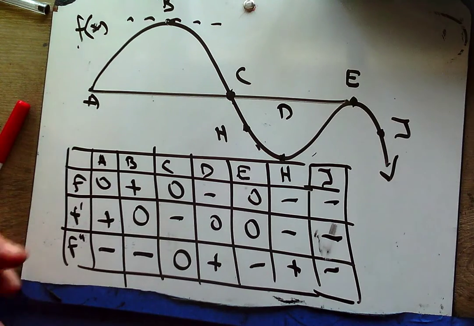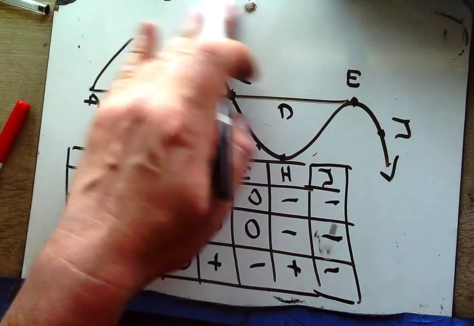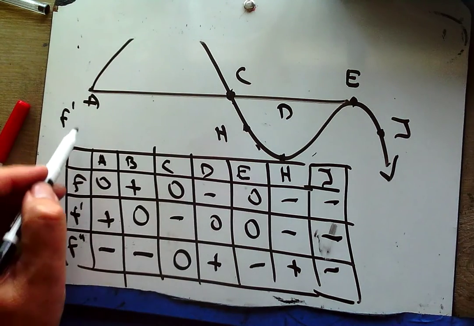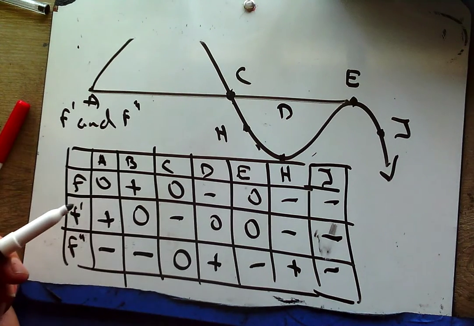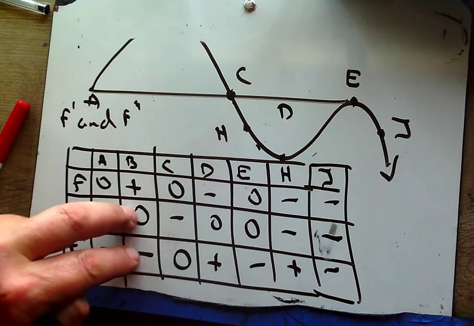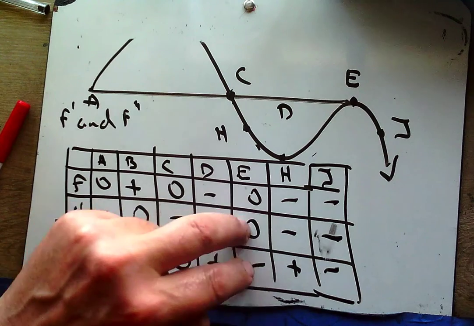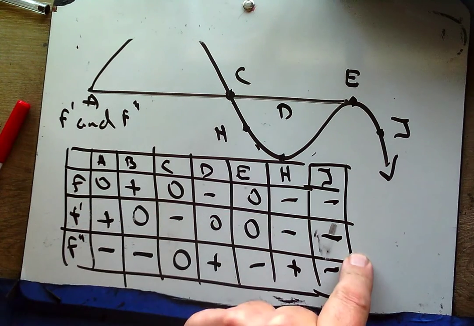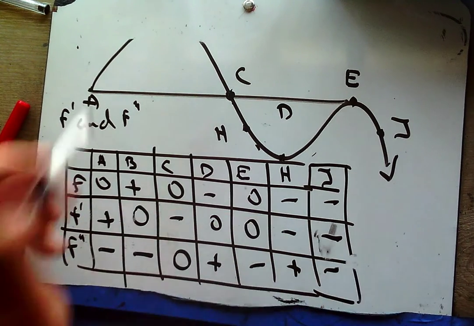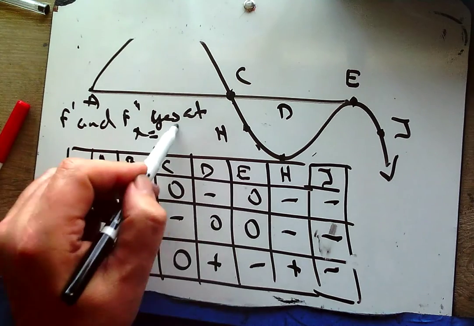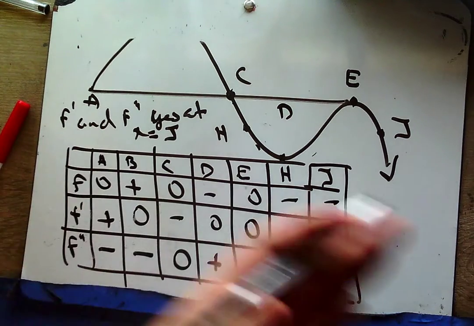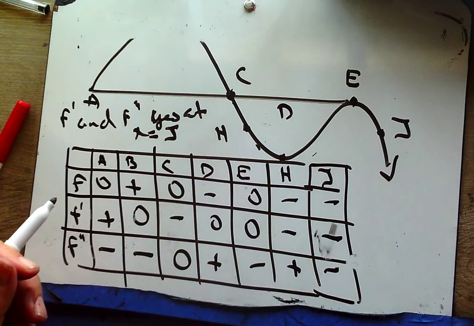Now, let's go back and answer some of those questions. I'm looking to know when f prime and f double prime have the same sign. No, no, no, no, no, no, yes. It's very easy, yes, at x equals j, to do these problems when you have this graphic organizer.